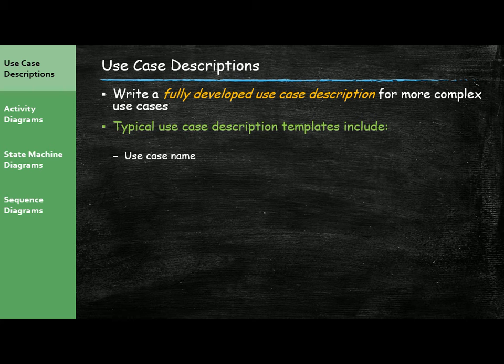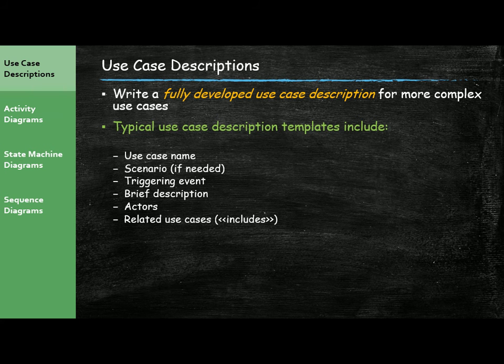So in a fully developed use case description, you'll usually have a name for the use case, which we had in the basic one. You'll have a scenario if it's needed, if you need that to clarify things. You'll have the event that triggers the use case, and a brief description, which again, we should already have. We already know the actors, but we're going to list who the actors are. It could be more than one actor that interacts with the use case. Any other related use cases? I talked about the includes relationship in Unit 2, so you would list those if it's an includes relationship. Who are the stakeholders that stand to benefit from this use case?